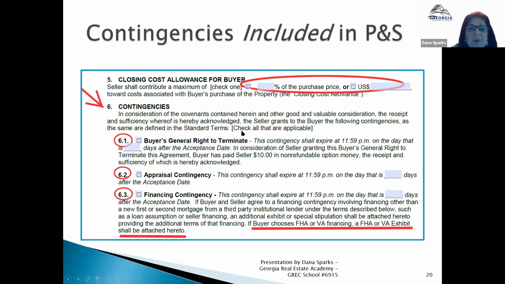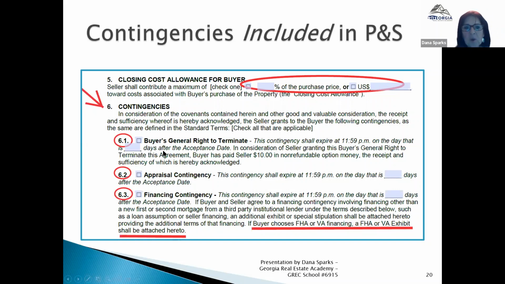If the parties go binding under the RE forms, you do not need any separate exhibits or documents for the buyer to be protected under an appraisal contingency or a financing contingency. But you must check the box.